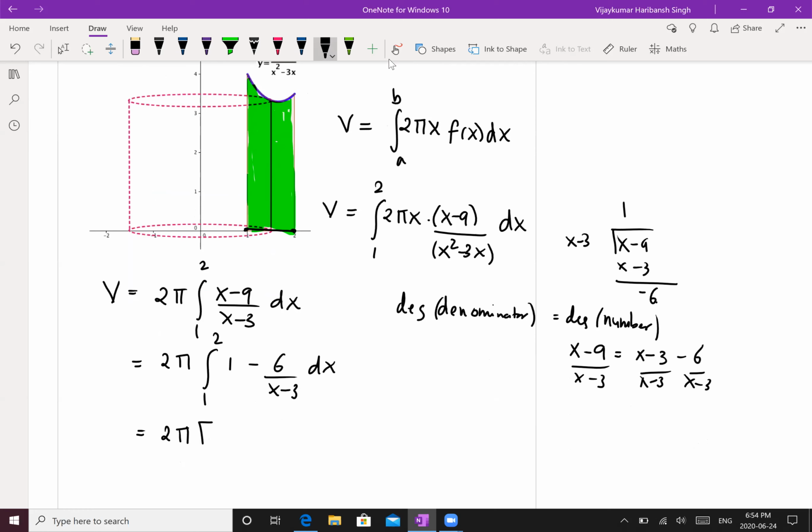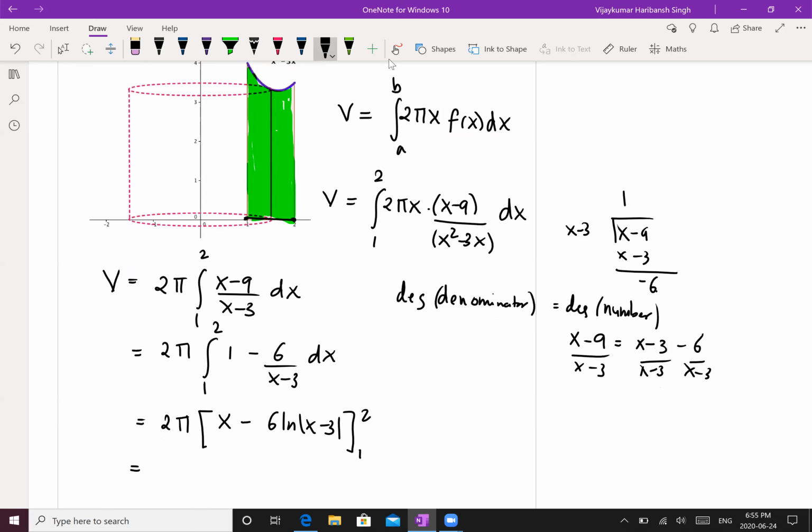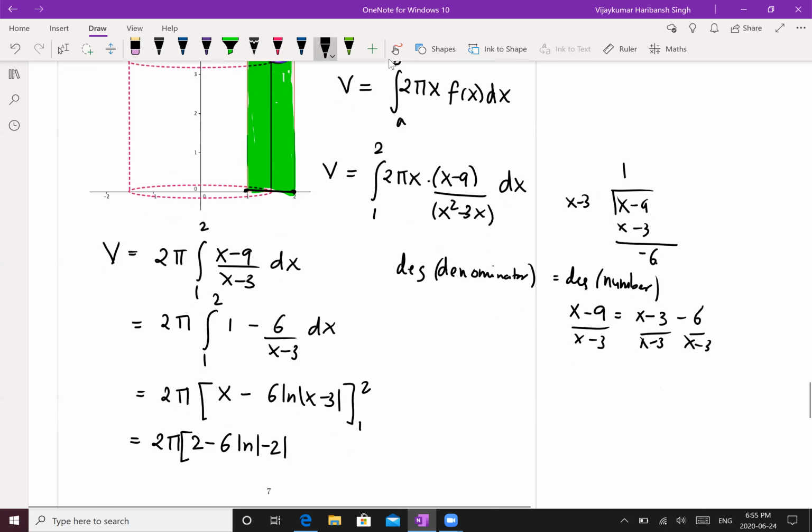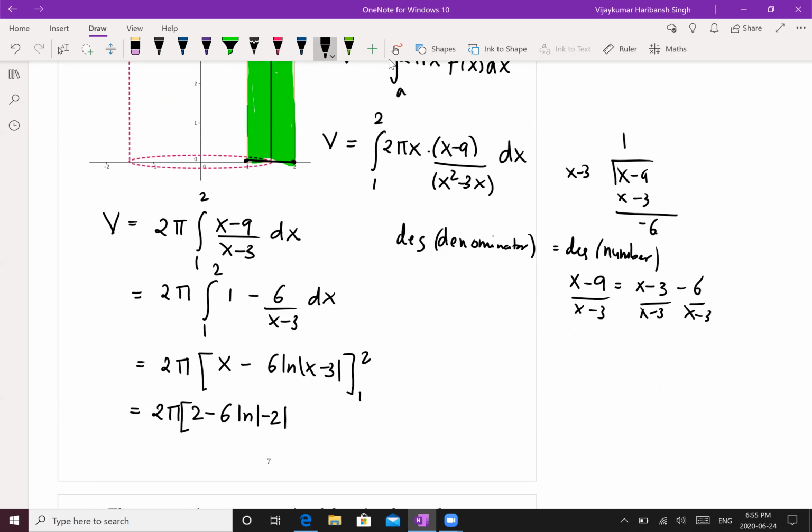So we get 2 pi. Now integral of 1 is x, and integral of this is 6 ln of absolute value of x minus 3, from 1 to 2. So when you substitute the upper limit, you will get 2 pi times 2 minus 6 ln of absolute value of 2 minus 3. Right? When you put 2, you get 2 minus 3, which is minus 1, my bad. Minus, so let's put this in bracket, minus, when you put 1, 1 minus 6 times ln of absolute value of 1 minus 3, which is minus 2.